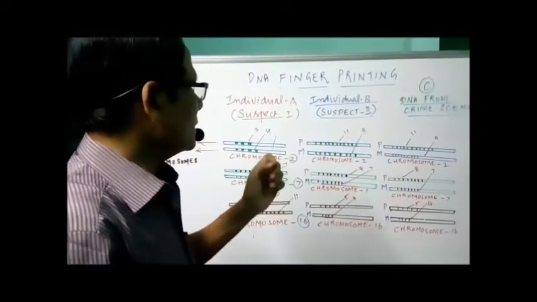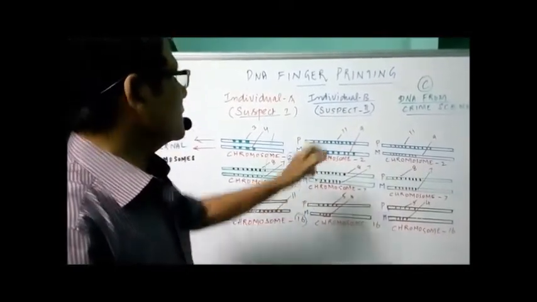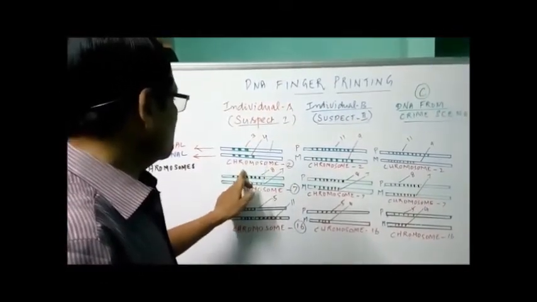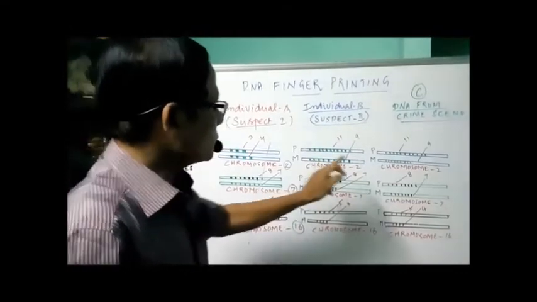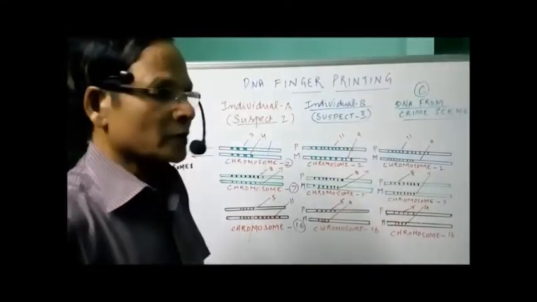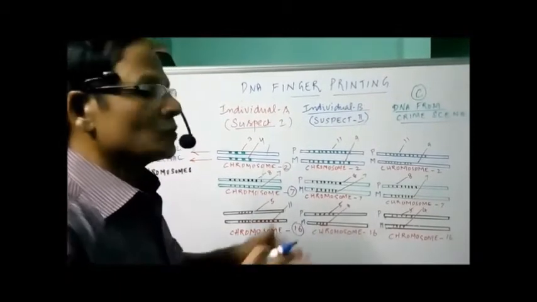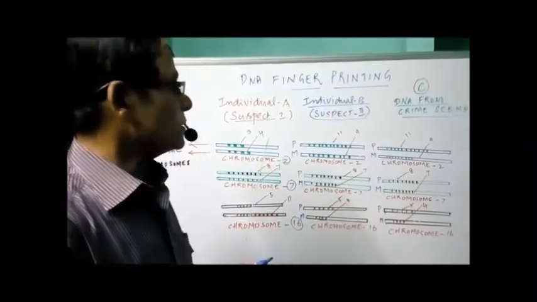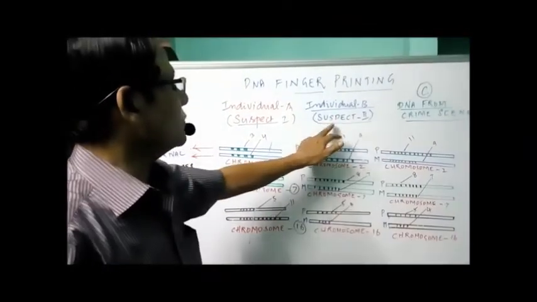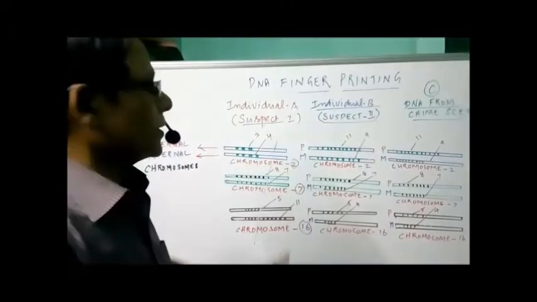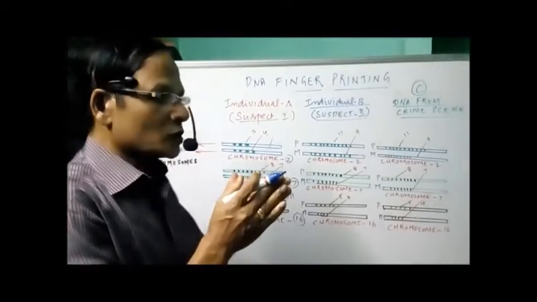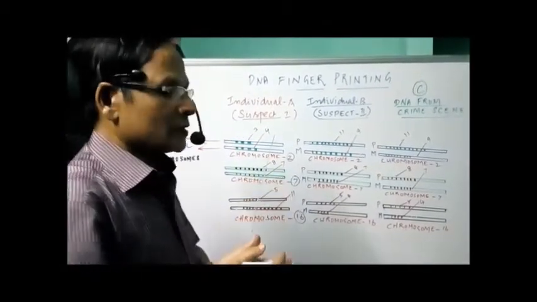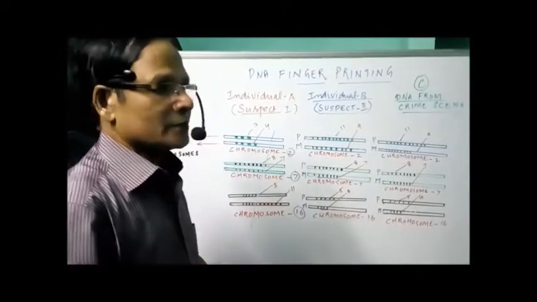So here the culprit, that is the guilty one, is individual B and not individual A, because the tandem repeats in chromosome number 7, though coinciding with chromosome 7 of the DNA from the crime scene, do not match in the other two chromosomes. That's why we can say the person who did the murder is individual B, suspect 2, and not A. This is normally done through DNA fingerprinting in the form of a banding pattern. I will show the banding pattern in a simple way in the next diagram.